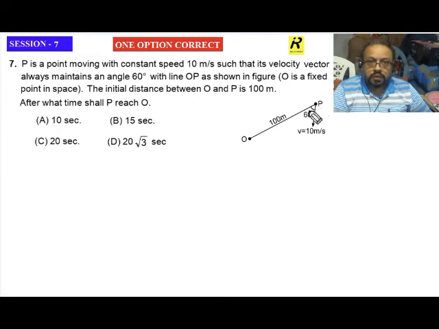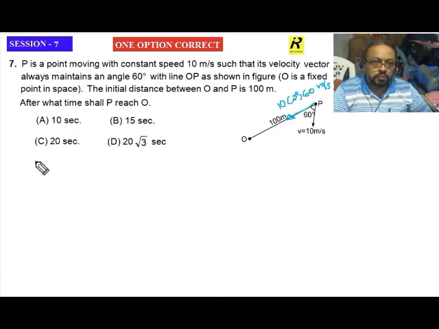So this can be worked out like this. You just take the component of this velocity along this line. That will give you the effective velocity of point P along this line. So this is nothing but 10 cos 60 meter per second. This will be the speed of the particle along this line. Now this speed is constant.